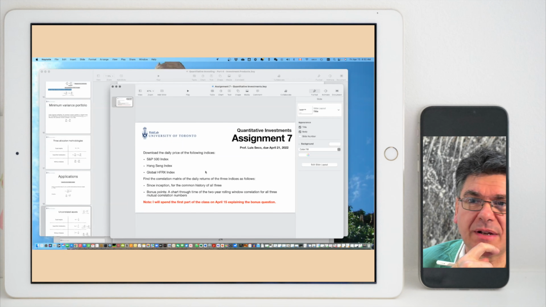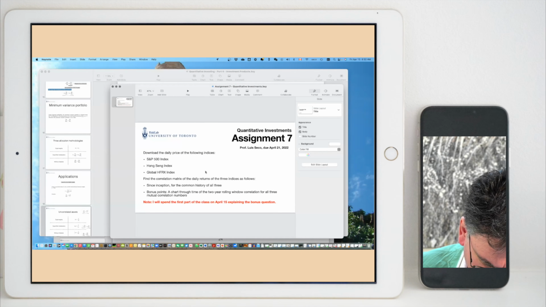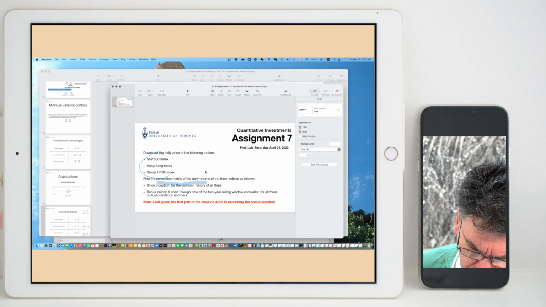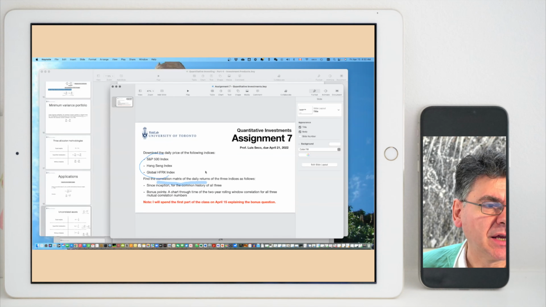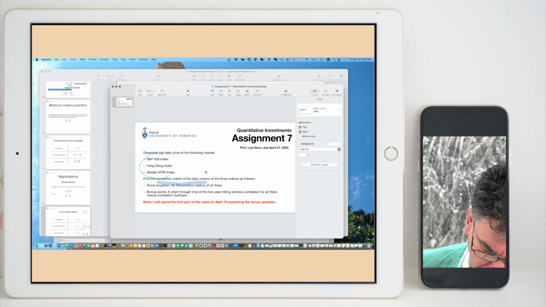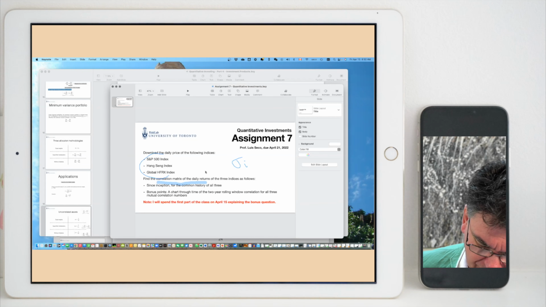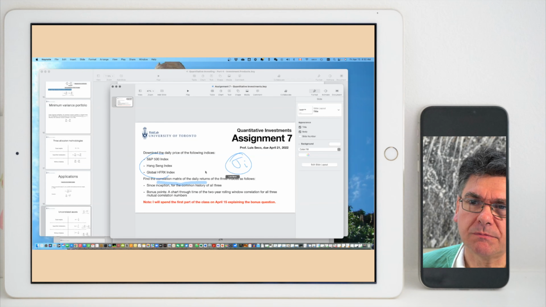What was my assignment number 7? I asked you to get all of these and calculate the correlation matrix of the daily returns. So to do this assignment, the only thing you have to do is calculate something even easier than the correlation. You just have to calculate the standard deviation for the whole period. Okay? Because once you have the standard deviation for the whole period, then you know how much money goes into each of those investments.